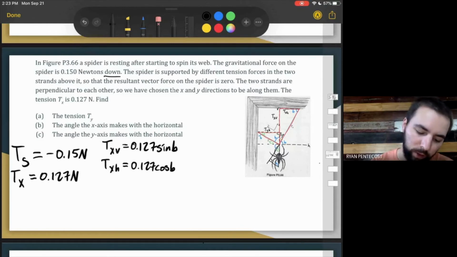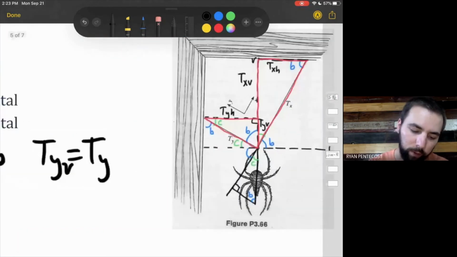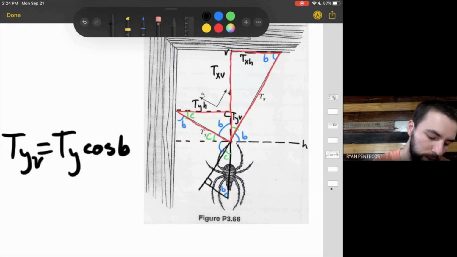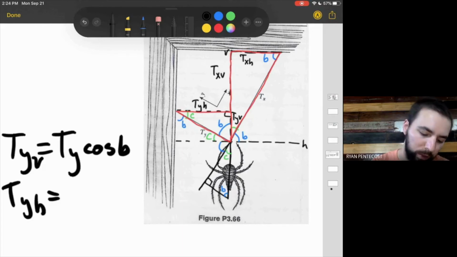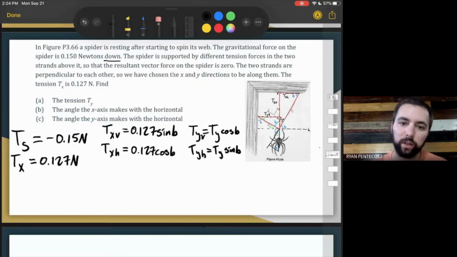Now, let's do the same thing for tension in the Y. Here, we don't have the value of tension Y for our vertical and horizontal, so that will remain in variable form. That would just be Ty. For this one, let's keep using B. So here, if we want to find Ty vertical, that's actually adjacent to the blue angle B on that small red triangle. So that would be Ty cosine of B, and then Ty in the horizontal, that would be opposite of angle B, so that would be Ty sine of B. Okay, so notice that X and Y are opposite in that case. The vertical for X is sine, the vertical for Y is cosine. So that's just something to notice.